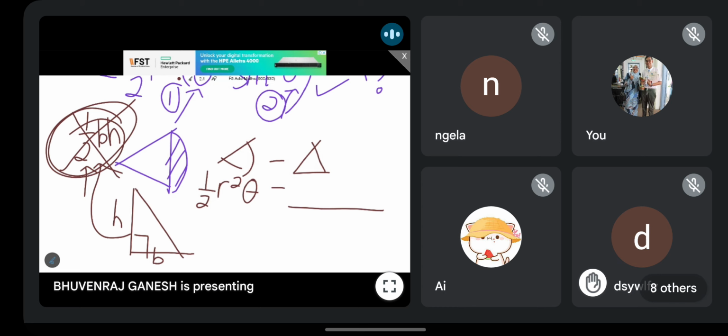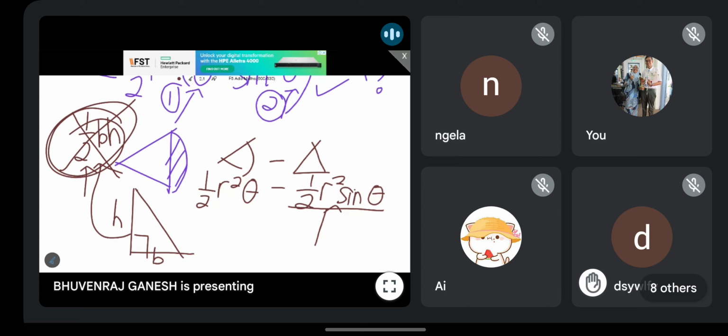Yang ni kamu belajar dalam AdMaths. Rumus untuk segitiga. The formula for triangle. Anyone? Cuba saja, jangan risau. Just try. Yes, correct. Okay, half r square sin theta. So guys, do you all know this formula? Can you type yes? Boleh type yes kalau kamu kenal rumus ni?